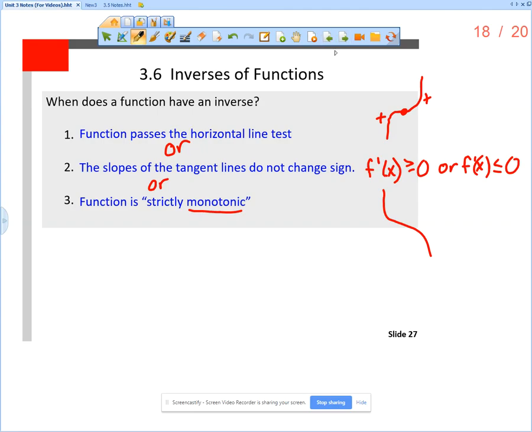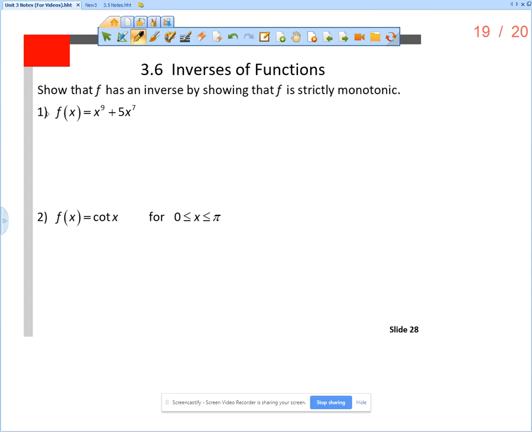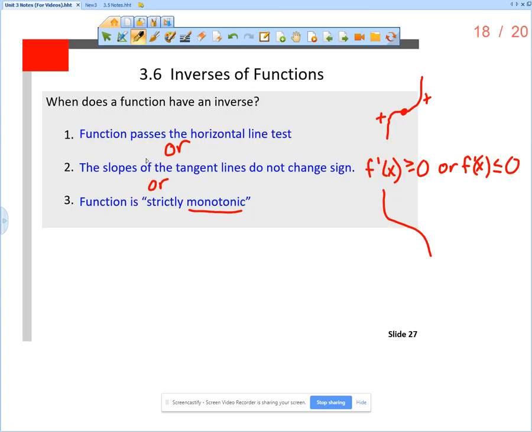All right. So on to slide number 28. It says show that f has an inverse by showing that f is strictly monotonic. Well, what does that mean? Well, we just said it on the previous slide, right? That the slopes of the tangent lines do not change signs, or the function passes the horizontal line test.